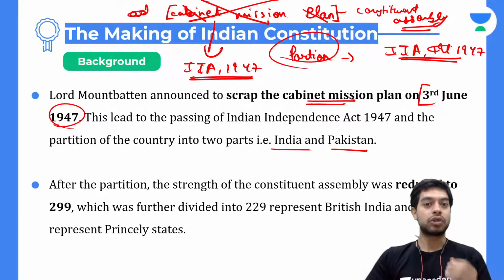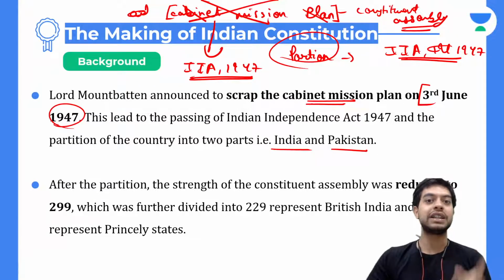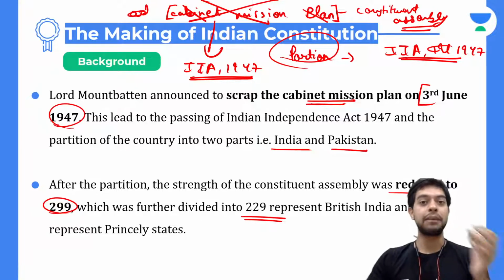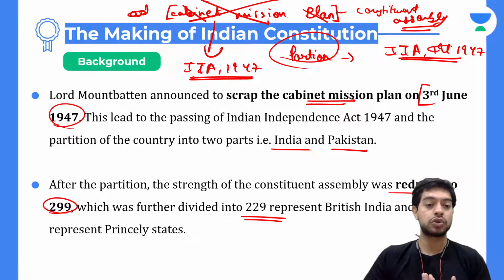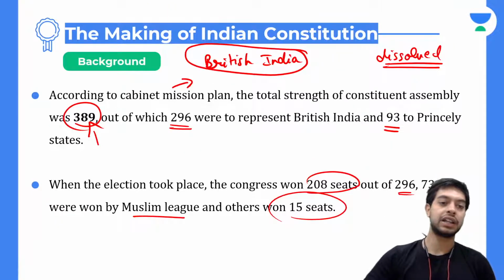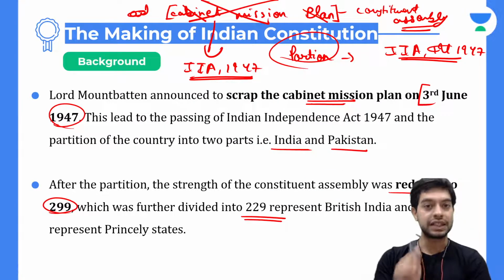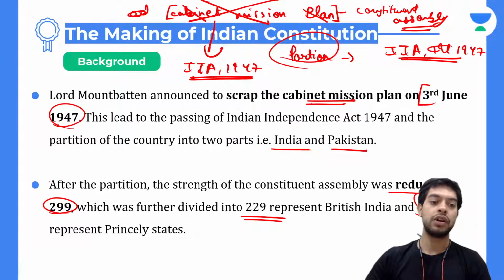And later the Constituent Assembly for the present India was reconstituted. It was reconstituted with a new strength of 299, of which 229 represented British India and 70 represented the princely states. So the Constituent Assembly was reconstituted and the strength was reduced. The first Constituent Assembly of India, the Constituent Assembly of British India, had 389 members, and the present India's Constituent Assembly had a strength of 299.